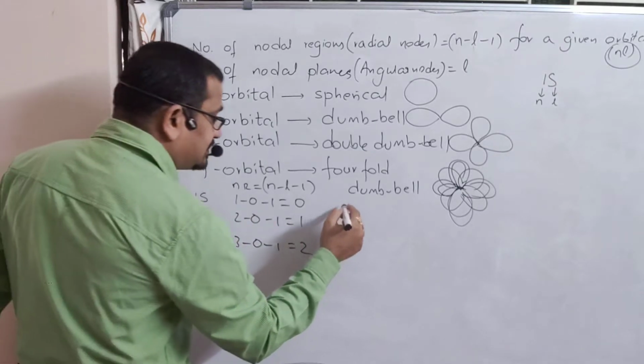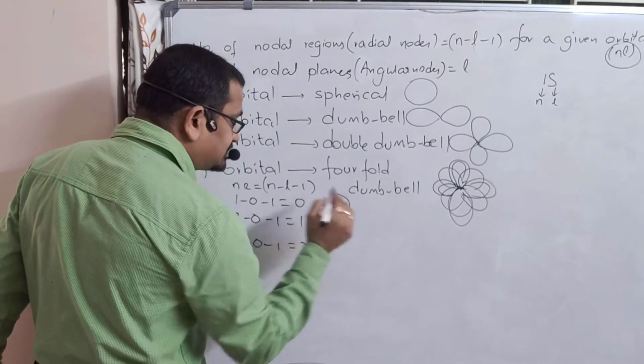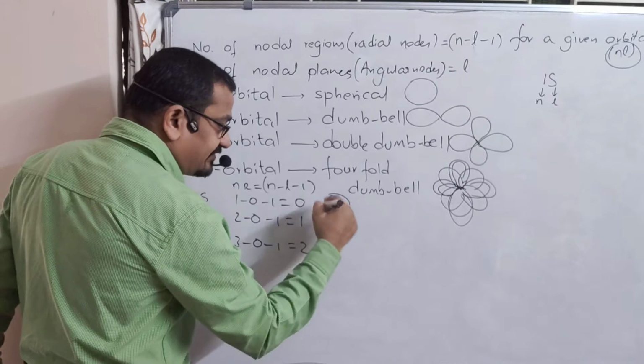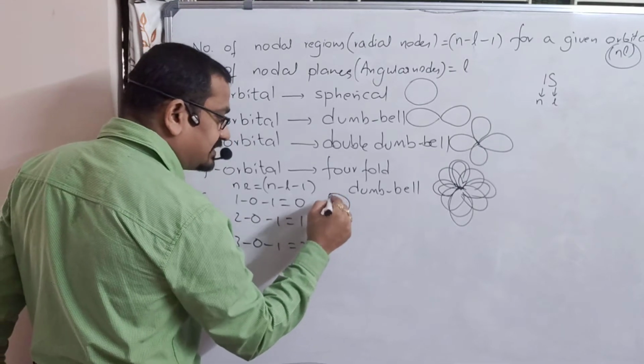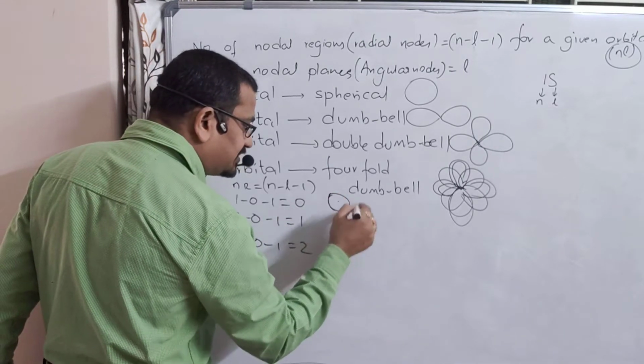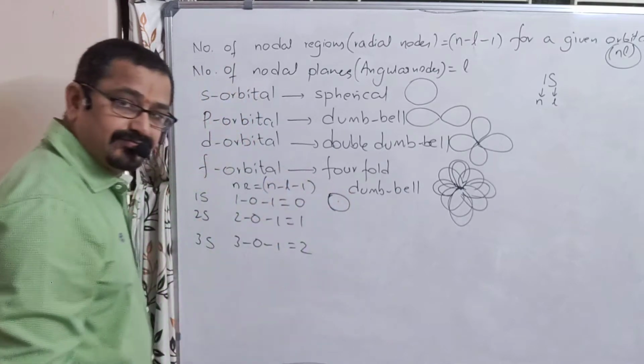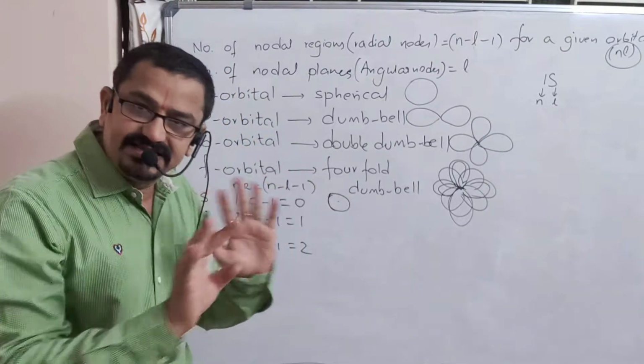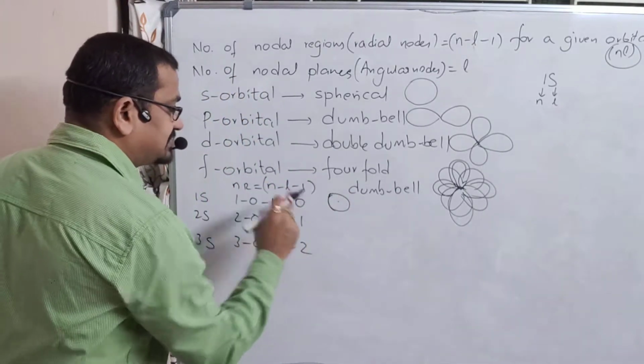Once again, let us recap this. For 1s, suppose this is the nucleus and this is the 1s orbital. For the 1s orbital, there is no nodal region within the boundary surface. So the number of nodal regions is 0.